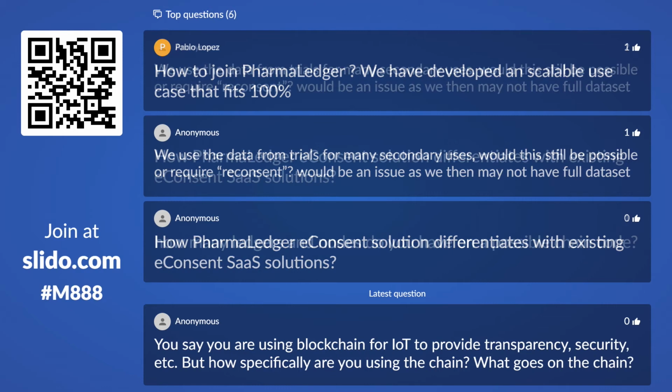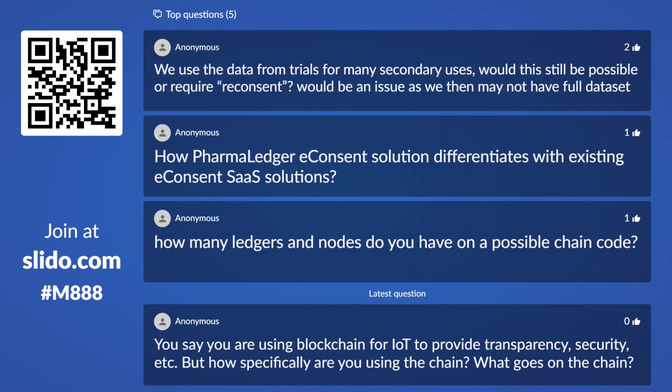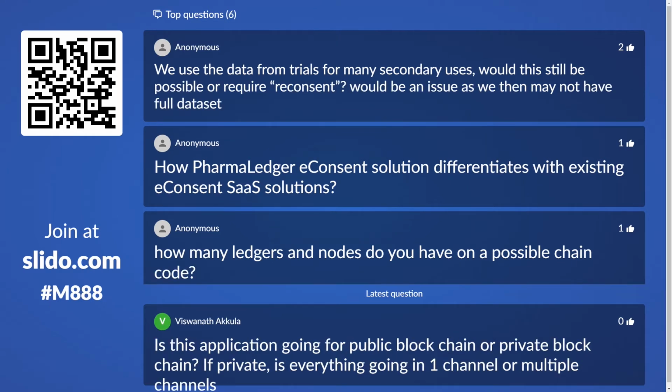Super, thank you. The next question is related to e-consent, I think. We use data from trials for many secondary uses. Would this still be possible or require reconsent? Would be an issue, as then we may not have a full data set. So I don't know if Hernando, you want to pick this one up?